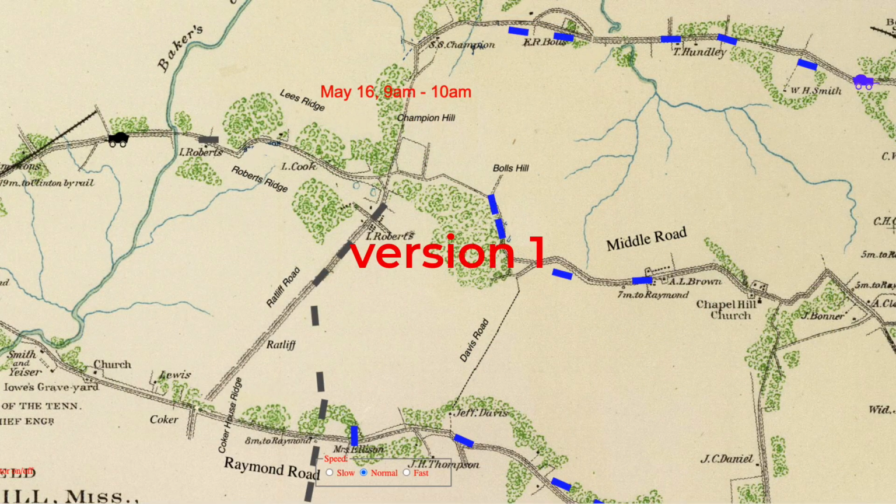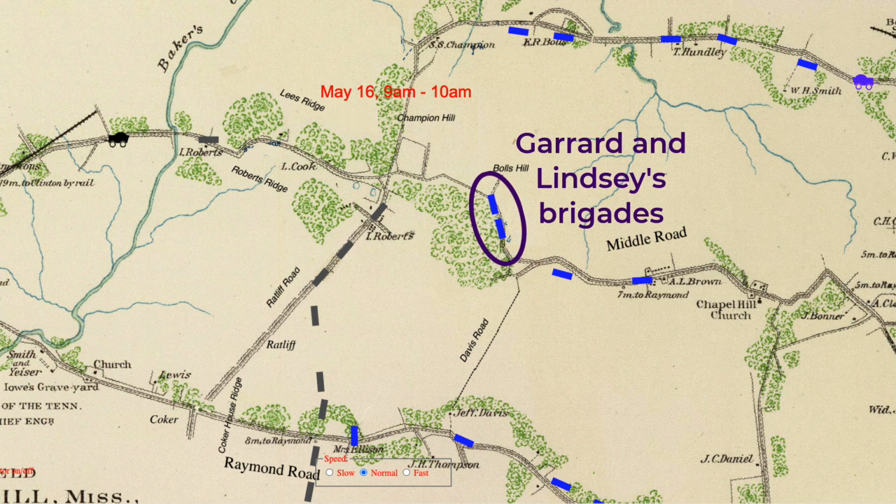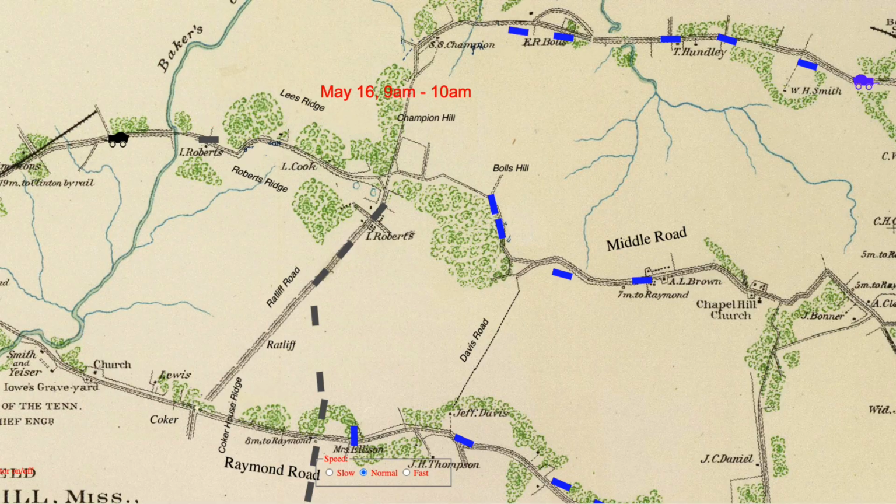For example, see in version 1 that Garrard and Lindsay's brigades reached the summit of Bowles Hill around 9:30 a.m. But according to the writers, this is wrong, because in order to guard the eastern approaches to the crossroads, the Confederate Division Commander, General Stevenson, sent a combat team out past the summit of Bowles Hill about this time, and because Garrard and Lindsay's brigades didn't actually cross over the summit westbound until about the time Bowen's division started to retreat, maybe around 3 p.m.